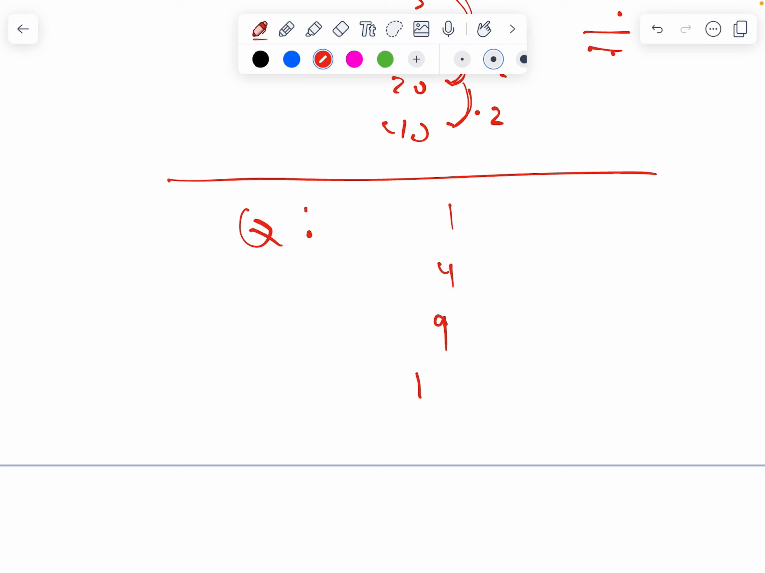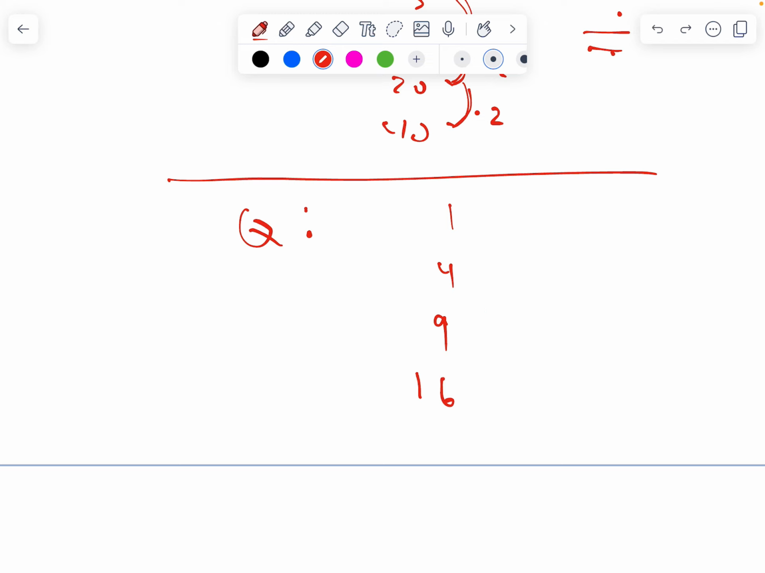1, 4, 9, 16. Am I adding 3? I'm not adding 3. So it's not linear because I'm not adding the same thing. Is it exponential? Let's see. Timesing by 4, timesing by... Nope, I'm not multiplying by the same thing.